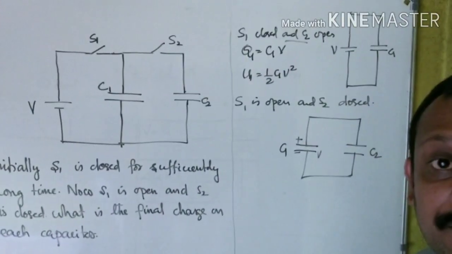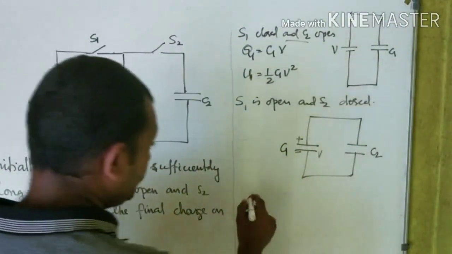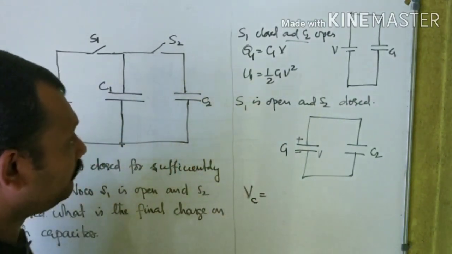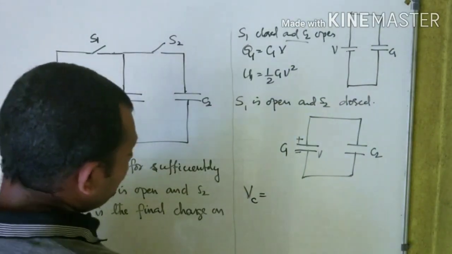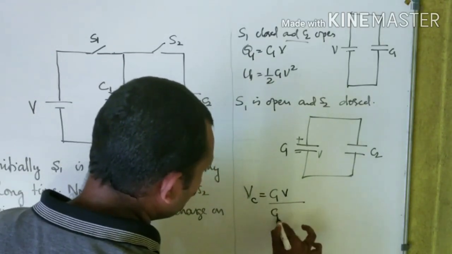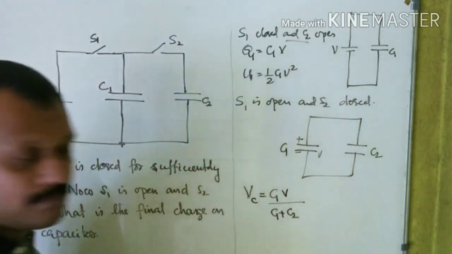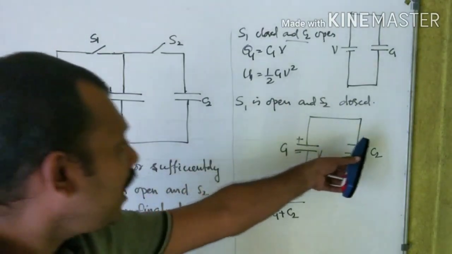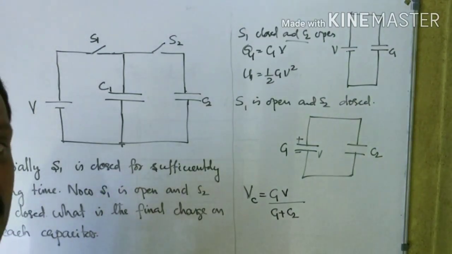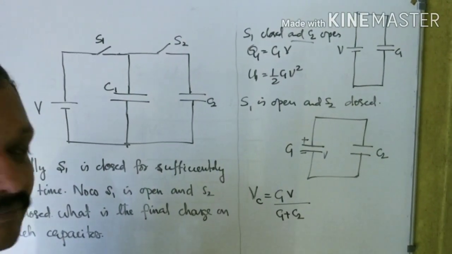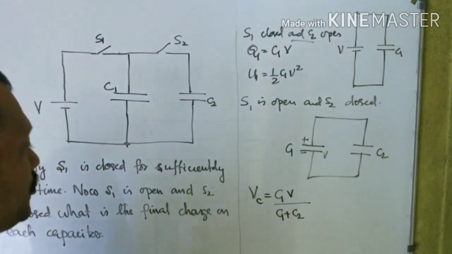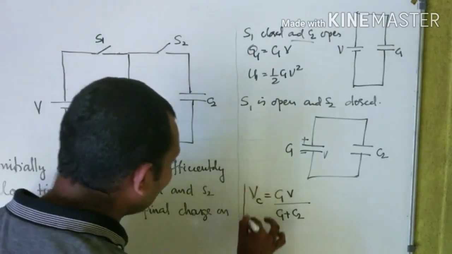Let me consider Vc as the common potential. If Vc is the common potential, I can say this is equal to C1V divided by C1 plus C2, because a charged capacitor is connected to an uncharged capacitor. That is the situation you can see here. Vc is equal to C1V divided by C1 plus C2. That is the common potential.